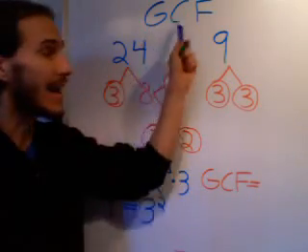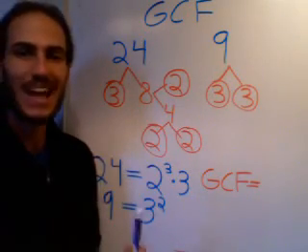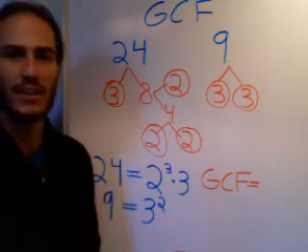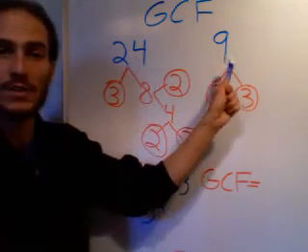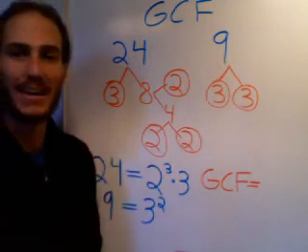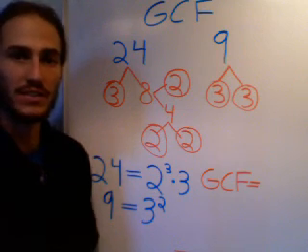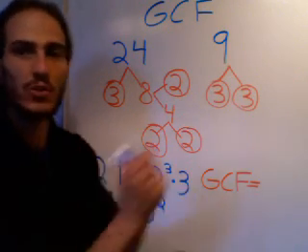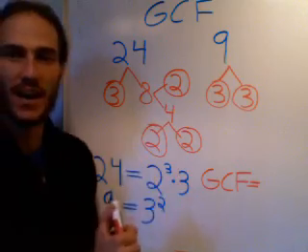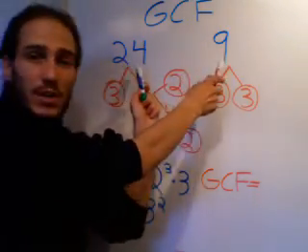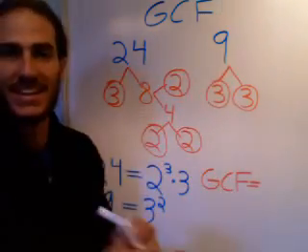Now for the GCF, we're looking for the largest, the greatest common factor that will come out of, in this case, 24 and 9 evenly. So with LCM, the numbers go into it evenly. With GCF, you're looking for the biggest number to come out of these numbers evenly.